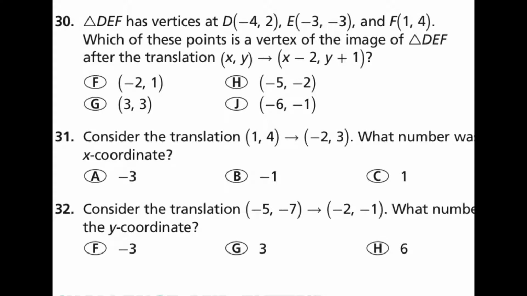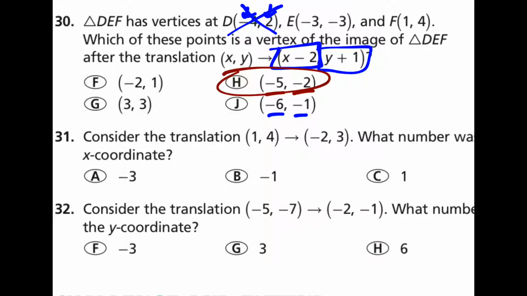For 30, let's go point by point and subtract 2 from the x and add 1 to the y and see if they show up. So with D, -4 minus 2 is -6, which is possible here in J. But if I took 2 plus 1, I would get 3. So this one's out because that's a -1. If I try E, -3 minus 2 is a -5, which shows up here. -3 plus 1 is a -2. So that's our answer. If we tried for F, 1 minus 2 is a -1, which doesn't show up under any of the x's, so that rules out that one.